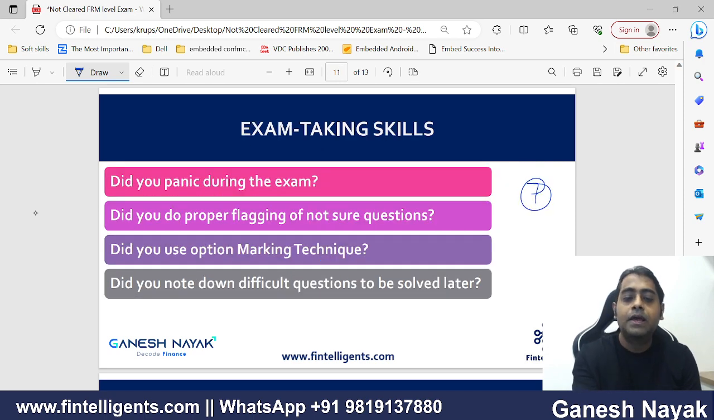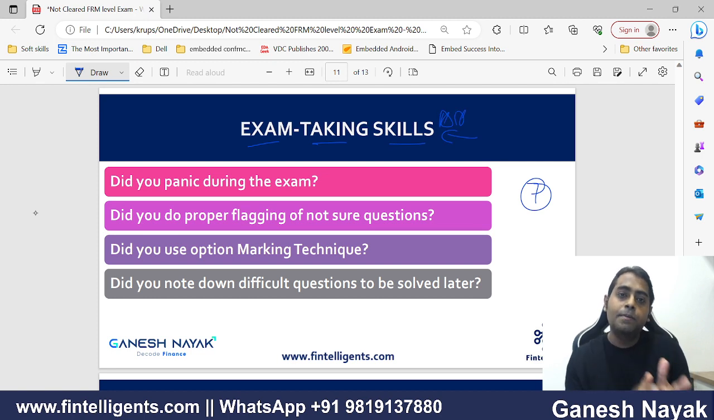The seventh bucket is exam-taking skill. This is very, very important because you have done your preparation for 6 months, 7 months, or 1 year. But what happens is, if you're not mentally prepared to take a competitive exam, then you will not be able to clear it.